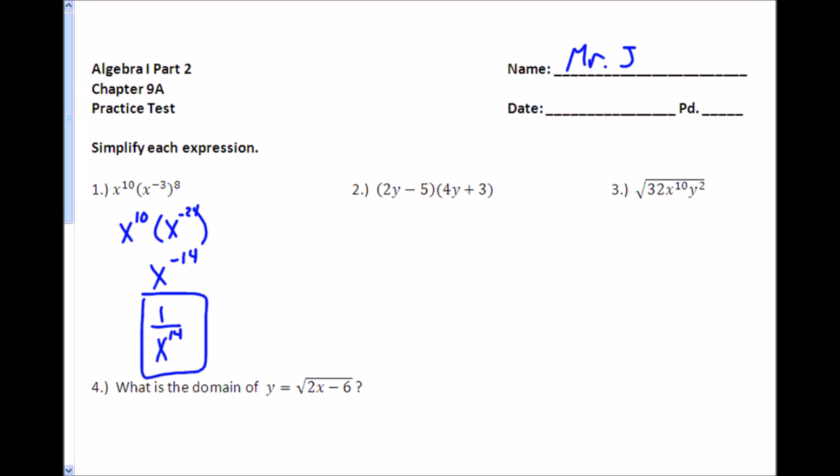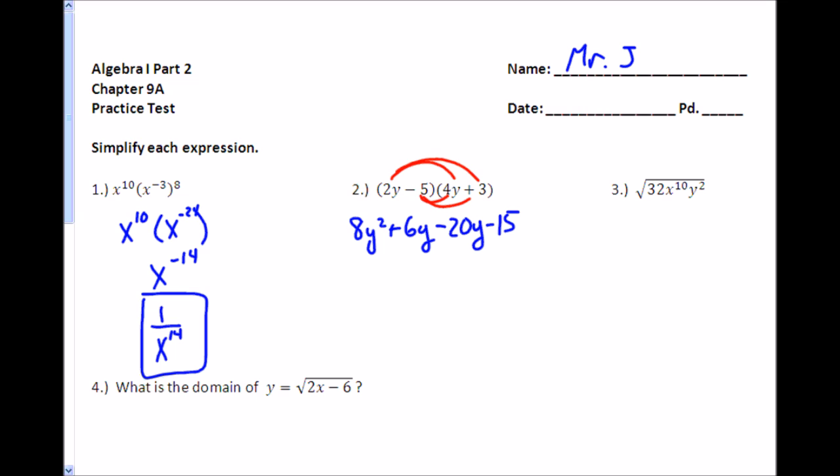For the next one, I'm just multiplying two binomials. And for this, I'm going to either FOIL or just think of it as my distributive property. So I distribute the 2y to each term in the second polynomial. That's going to give me an 8y squared plus a 2y times 3, which is 6y. And now I'm going to distribute the negative 5. Negative 5 times the 4y is a negative 20y. And then a minus 15.